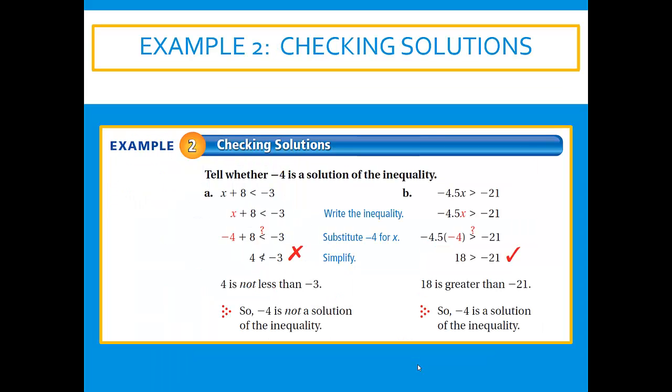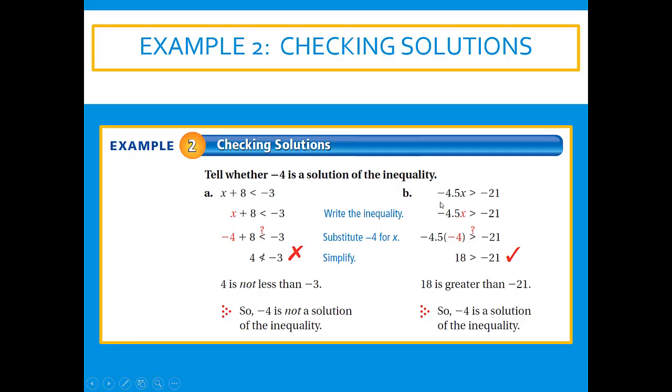For our second example, we're checking solutions. Tell whether -4 is a solution of the inequality. So for A, we have x plus 8 is less than -3. We're going to substitute in -4 for x. So we're going to have -4 plus 8 is less than -3. -4 plus 8 is 4. So we ask, is 4 less than -3? 4 is not less than -3. So this would not be a solution.